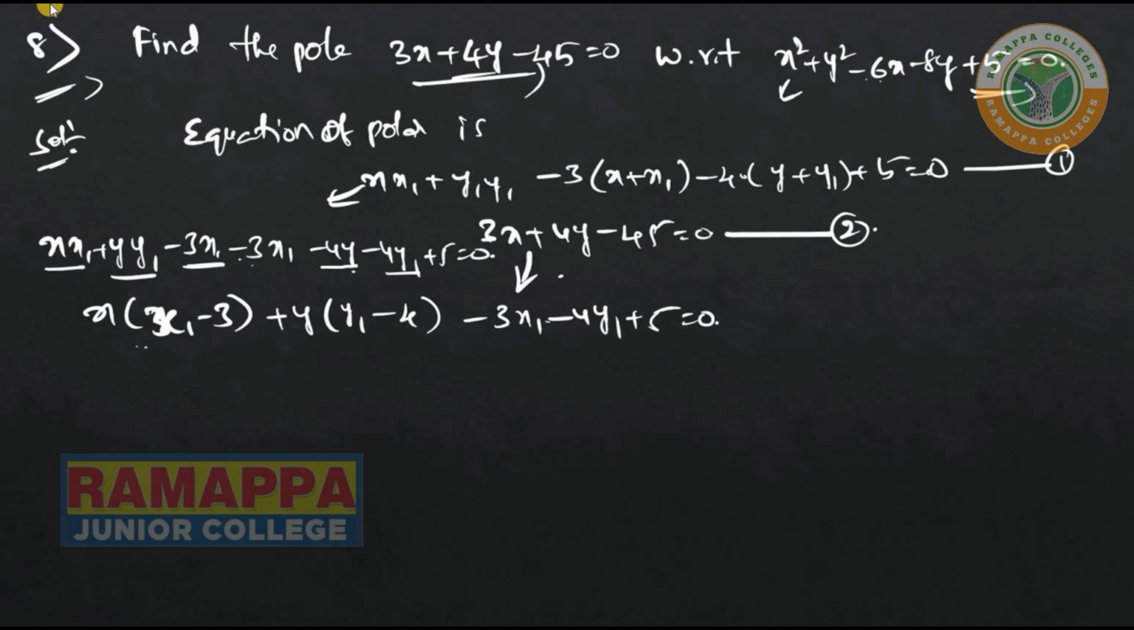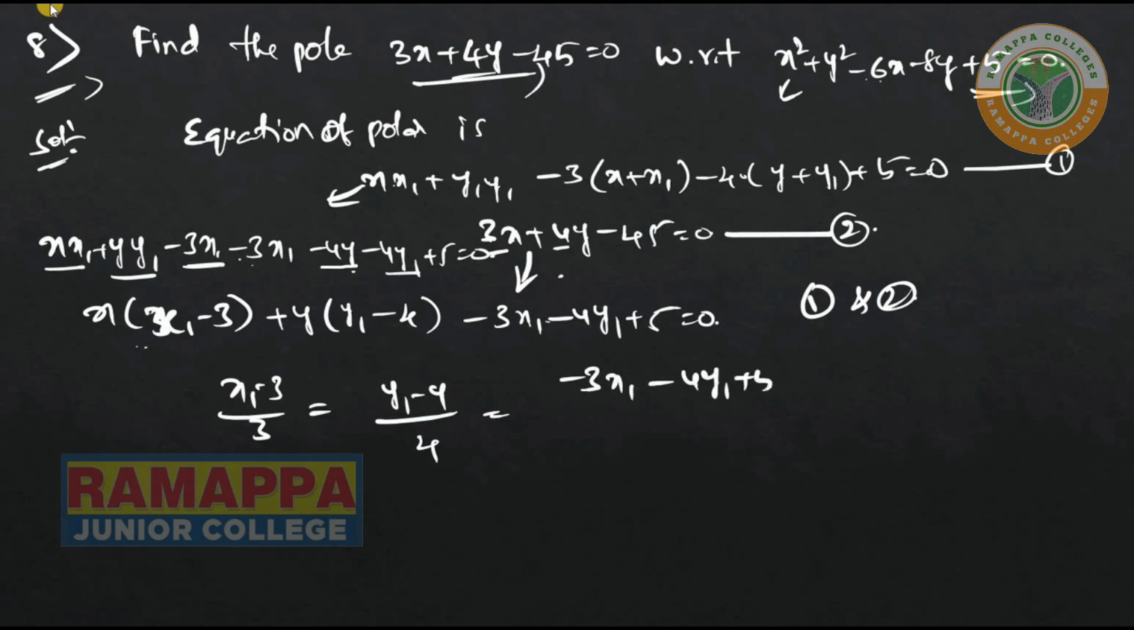So from 1 and 2 we'll get like this: (x1 minus 3) divided by 3 is equal to (y1 minus 4) divided by 4, is equal to (minus 3x1 minus 4y1 plus 5) divided by minus 45 here. So here I will take the total as equal to k. I want to make the total equation in a single form, in terms of x1 or y1.